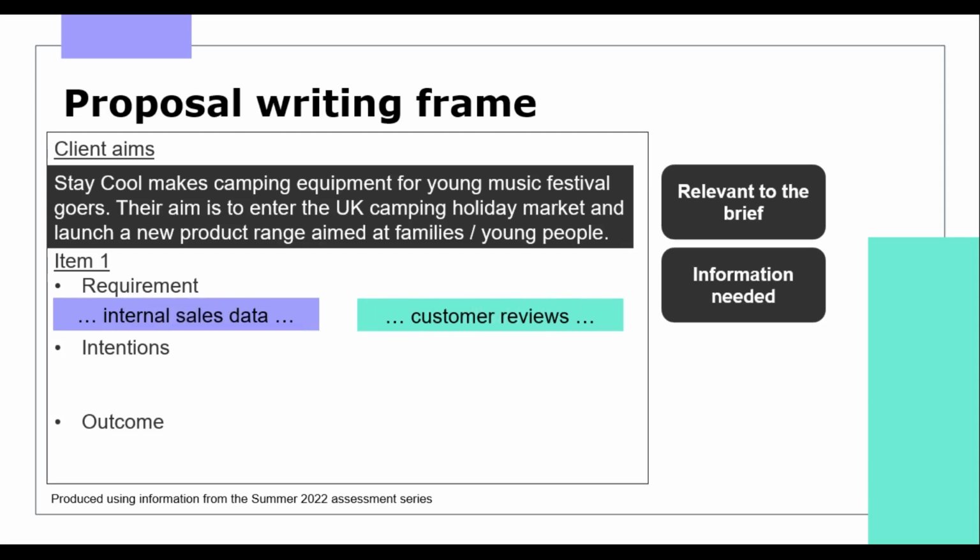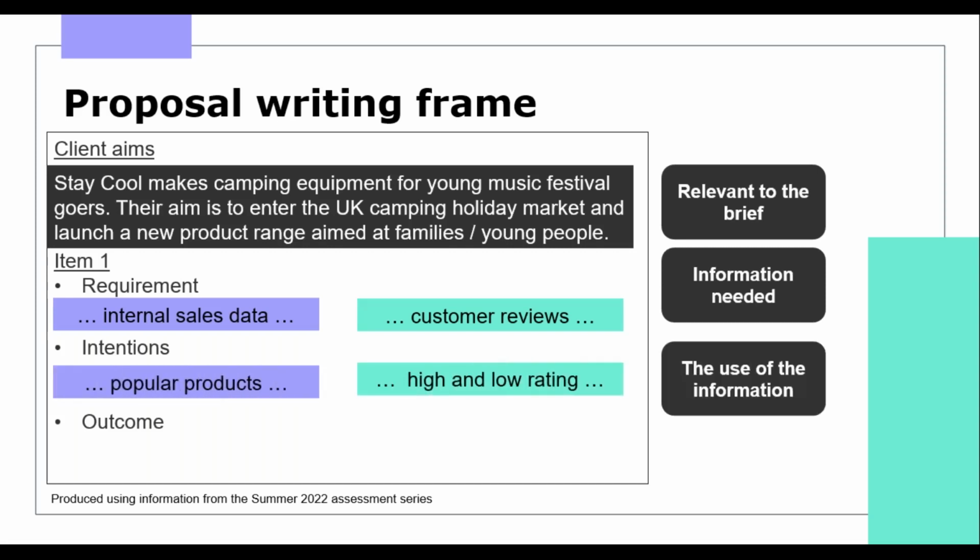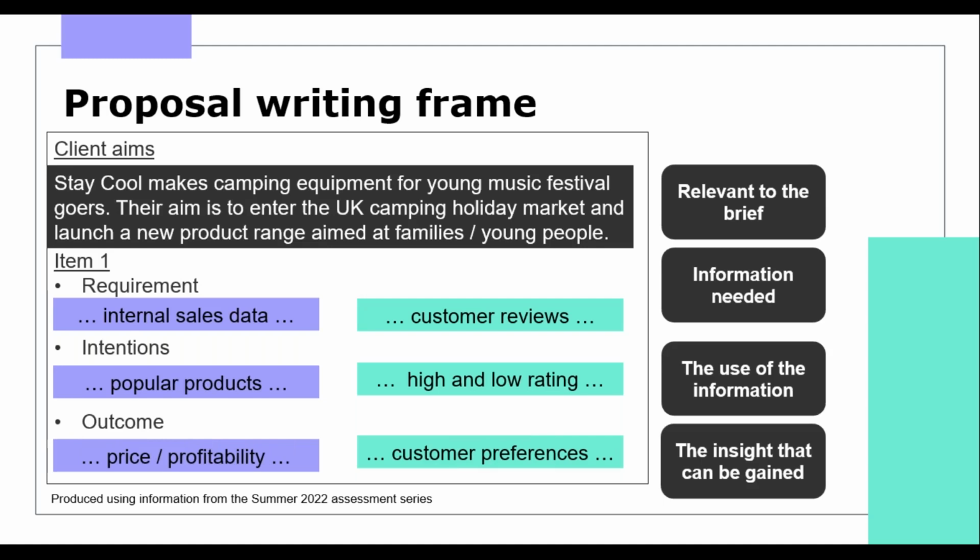With a subtitle for each piece of information they require and why they might source it from, depending on the brief, of course. In this case, the client wants to launch a new product range, so perhaps internal sales data or customer reviews of their current products, followed by their intentions for that information. What are they planning to do or look for? In this example, it might be worth looking at the top selling products or at the sales price or manufacturing costs, and qualitative data in the form of customer reviews, and I might be interested in feedback on the highest and lowest rated products.